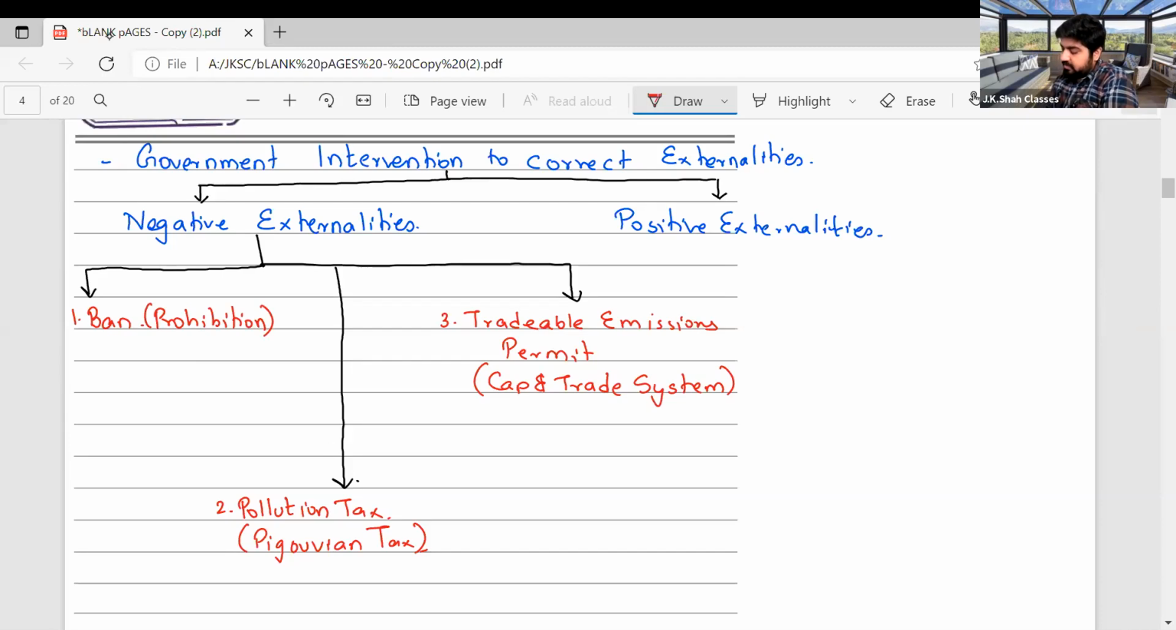Now, quickly, friends, please understand. Has government banned anything which was causing negative externality? Yes, Pratham. Okay, I can see many of you are saying plastic ban. Correct. Plastic is banned, students, because it is creating a huge impact on our environment, especially what we can see now happening with the oceans.